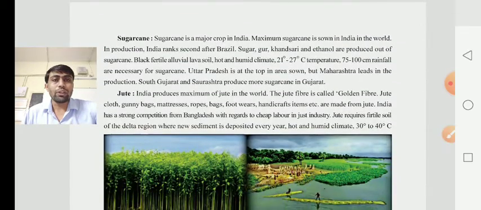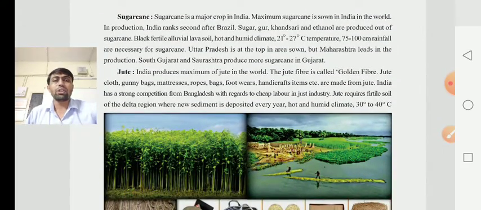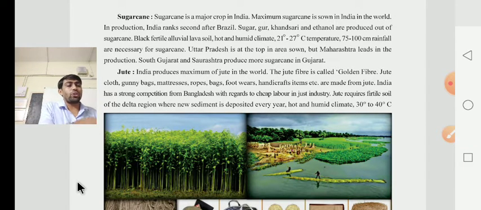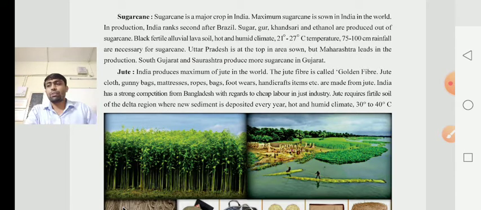Now second one, dear children, they have given about sugar cane. Which thing have they given about? They give the information of sugar cane. Sugar cane, you know very well, it means STD. Sugar cane is the major crop in India. What do they say? They say that sugar cane is also the major crop in India.